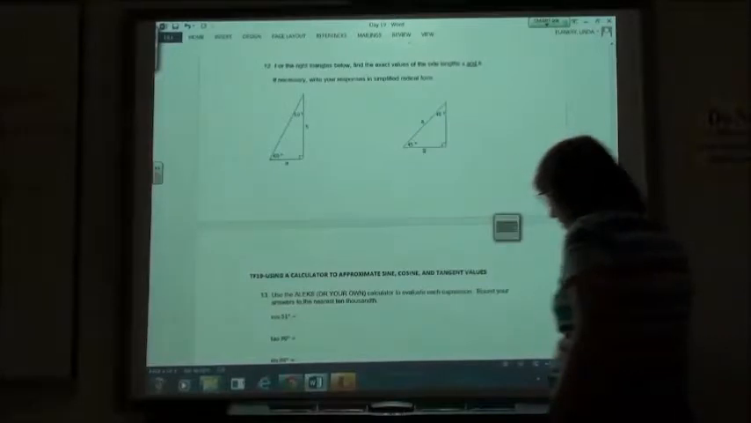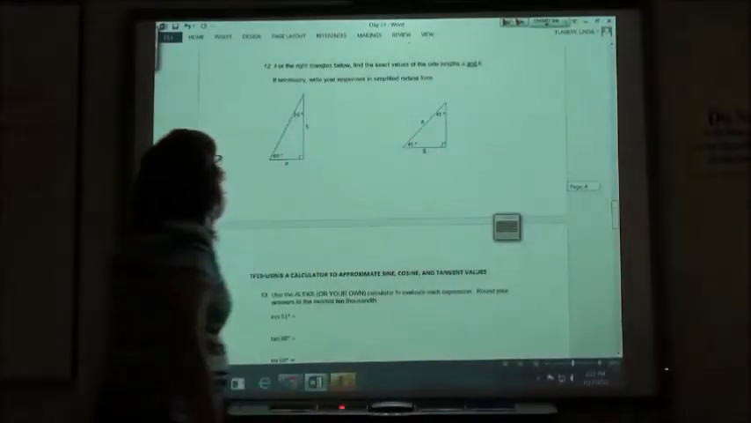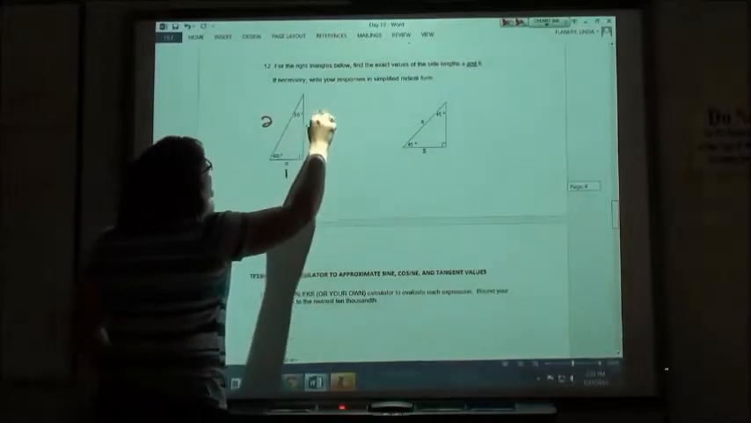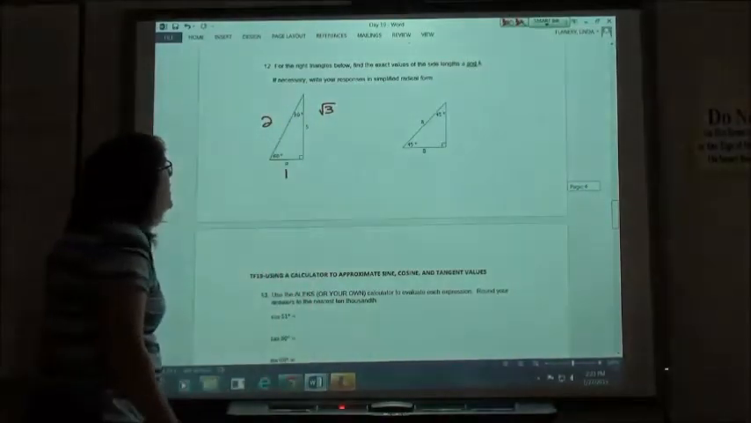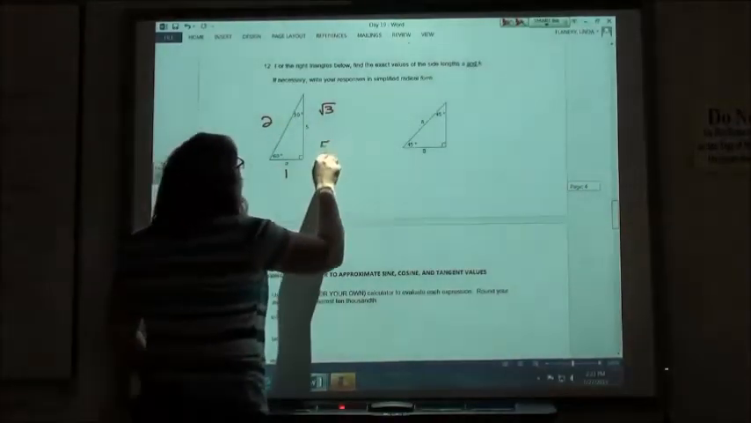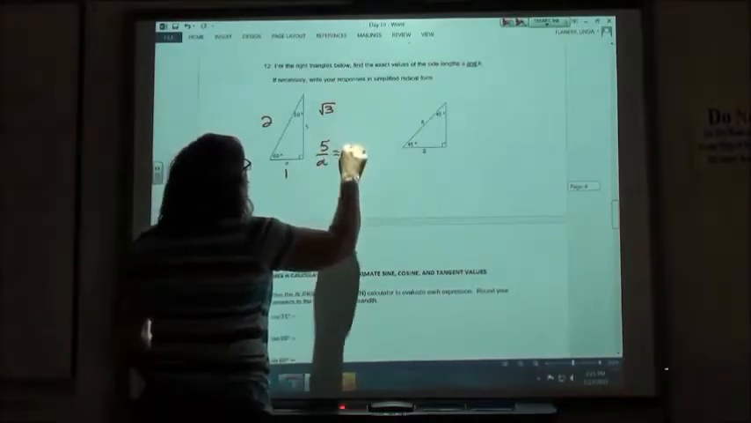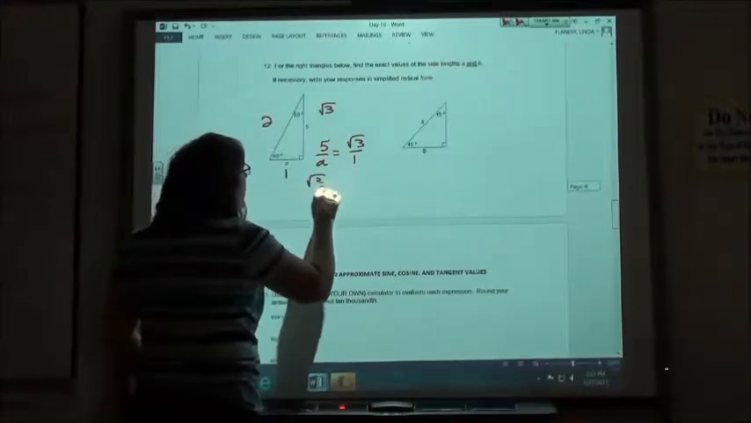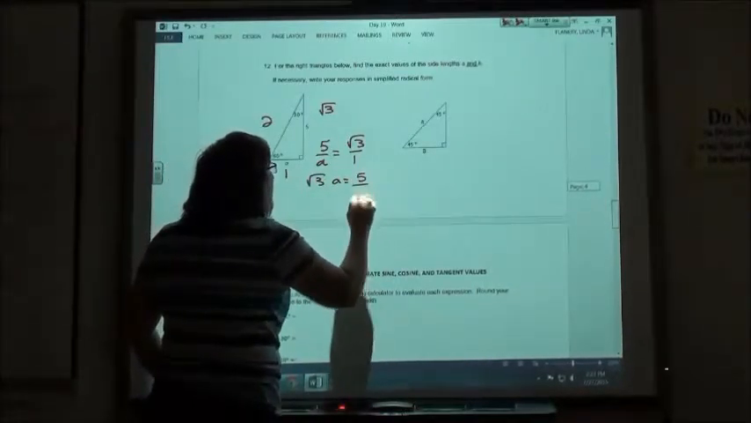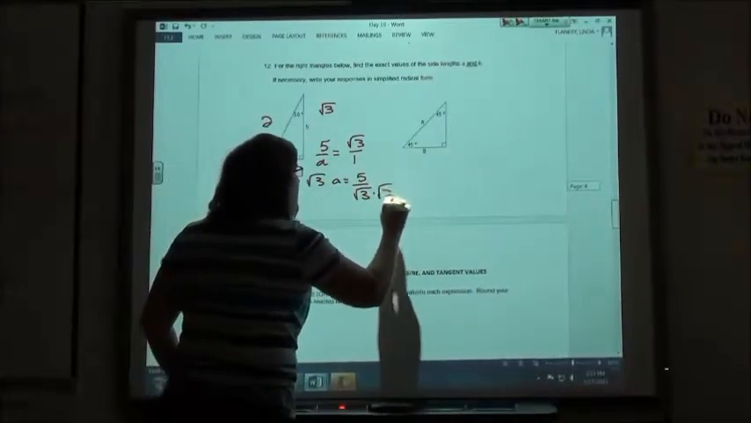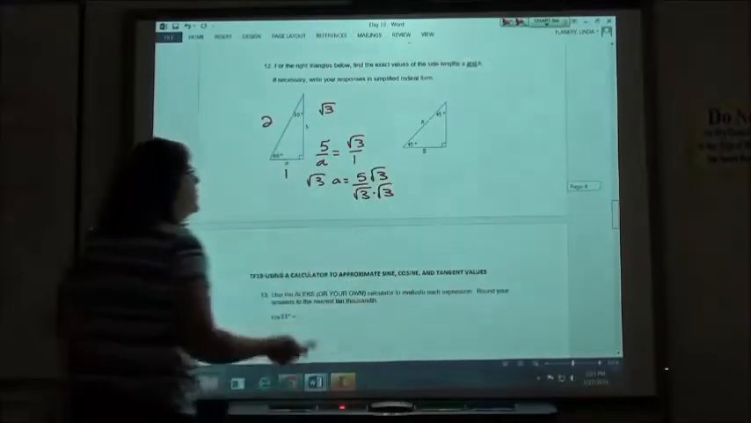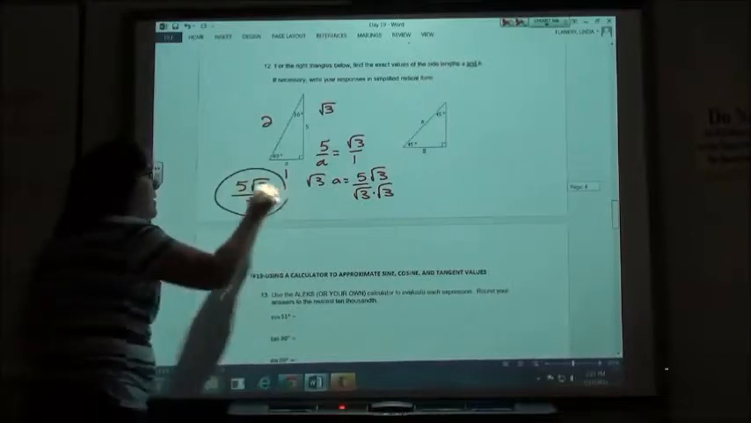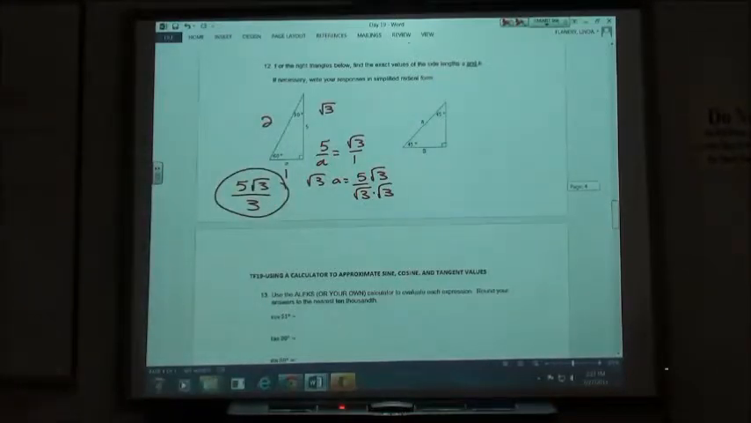There we go, 12. So this time we have our 30, 60, 90 first. So the one opposite the 30 would be 1. Hypotenuse is 2, square root of 3. So 5 over a is going to equal the square root of 3 over 1. So square root of 3 times a equals 5. I've got to divide and rationalize my denominator. So I'm going to get 5 square root of 3 over 3 for my answer.